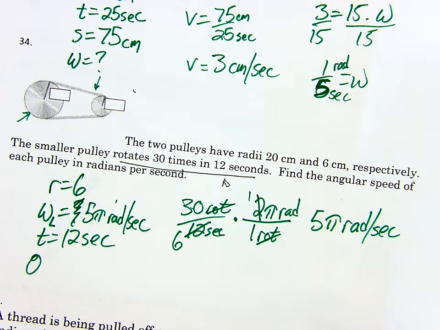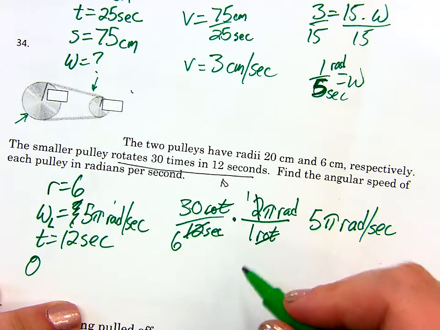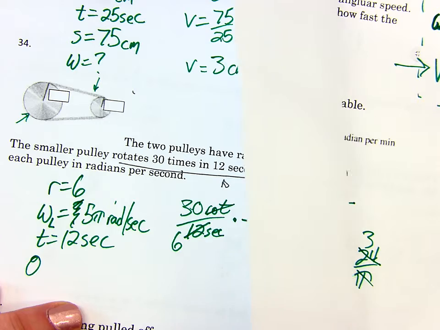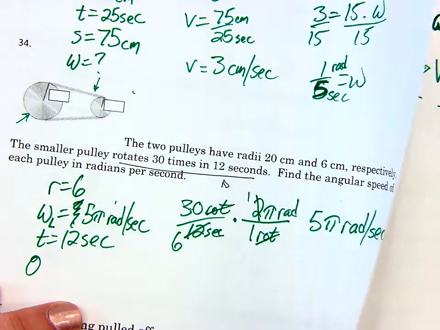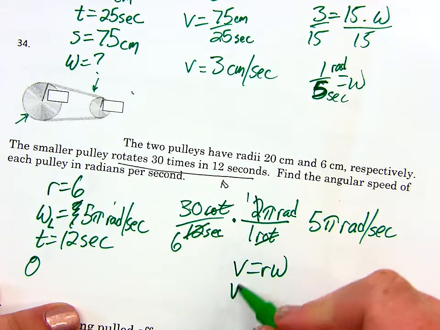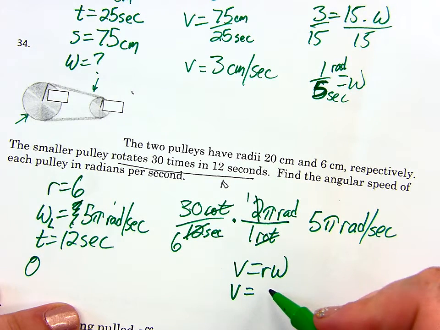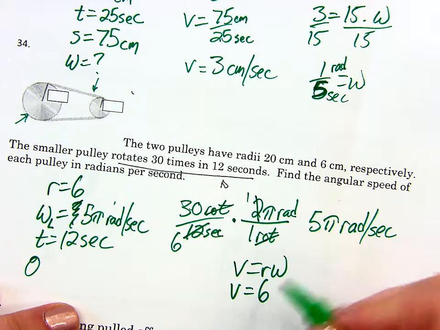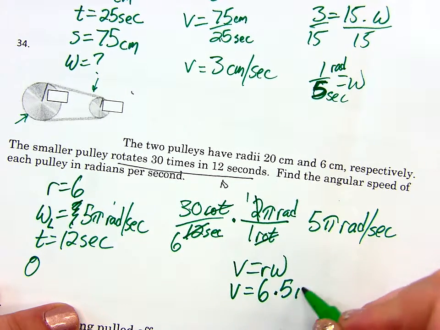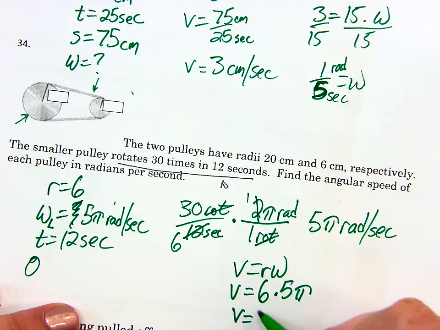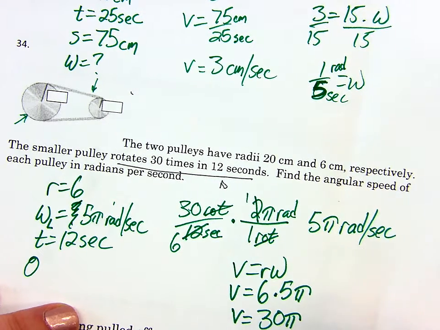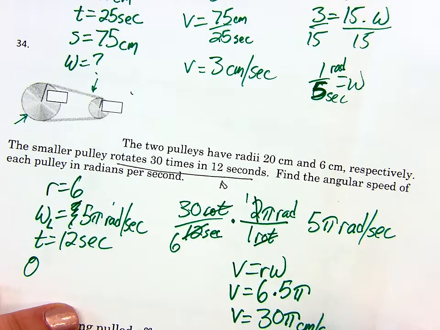So let's talk about the speed of the belt. That would be a linear speed. What could we use? How about our W, because we have W now. So V equals RW. The radius of the little guy is 6, and the rate at which the little wheel is turning is 5 pi. So that means the speed of the belt is 30 pi, in centimeters per second.